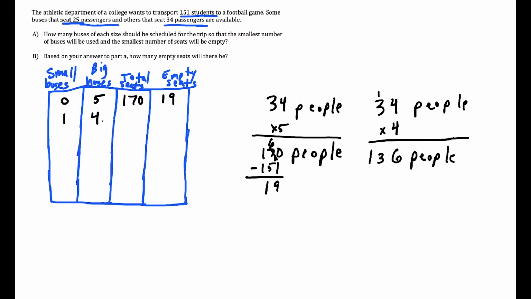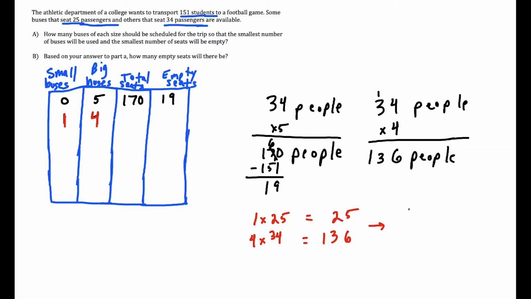To go through this second scenario, maybe we'll color code this. We'll do this part here in red. So we have 1 small bus, 4 big buses. The small bus has 25 people, so we have 1 times 25, which is equal to 25. So we have room for 25 people here. And then we have 4 times 34, which we showed a moment ago was 136.